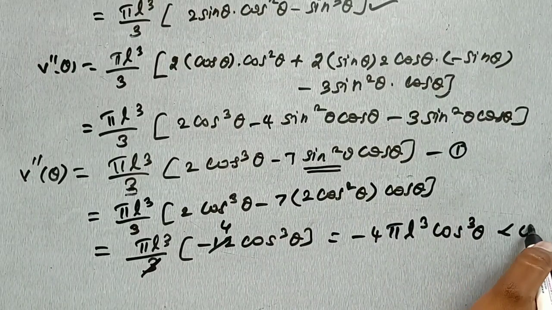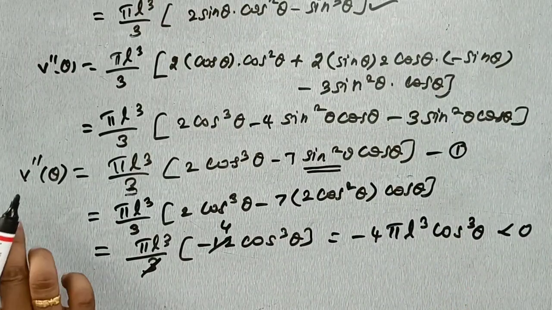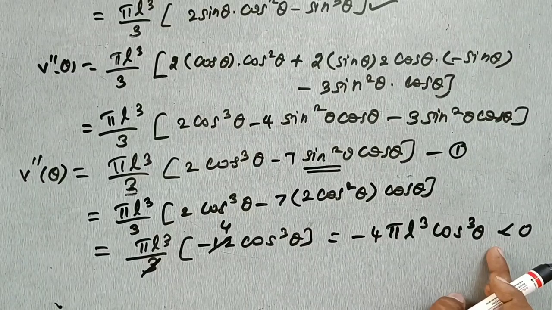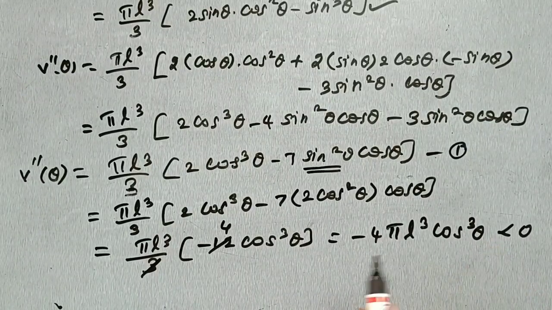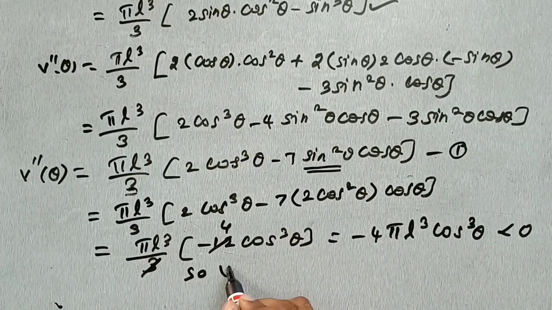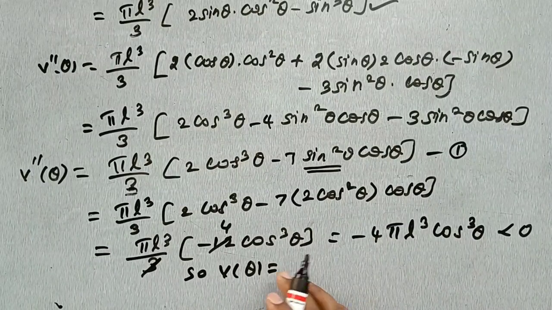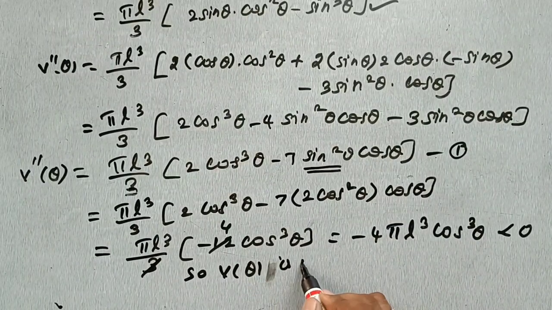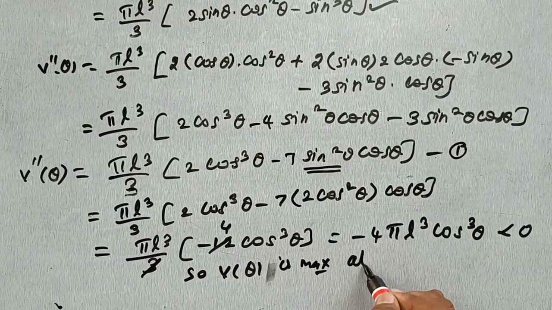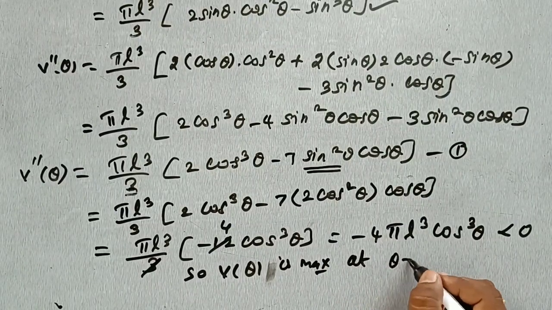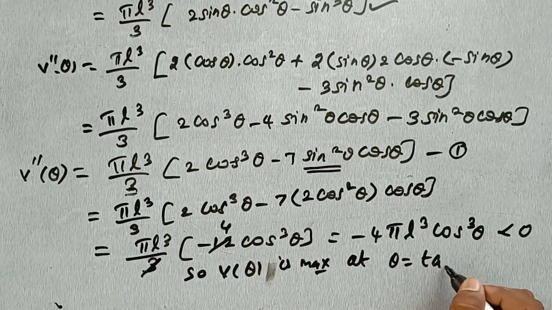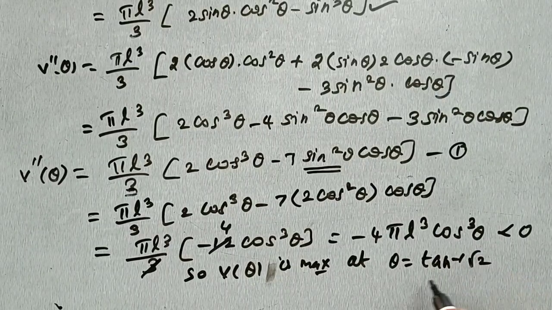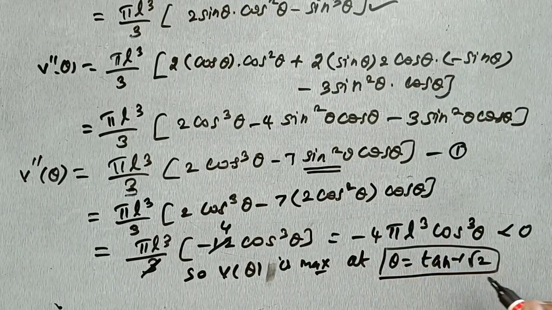It is clearly less than 0. So V double dash of theta less than 0 means we can say that V of theta is maximum. So V of theta is maximum at theta equal to tan inverse of root 2. This only we need to prove. The vertical angle equal to tan inverse of root 2. We proved now. Next question, same model question.